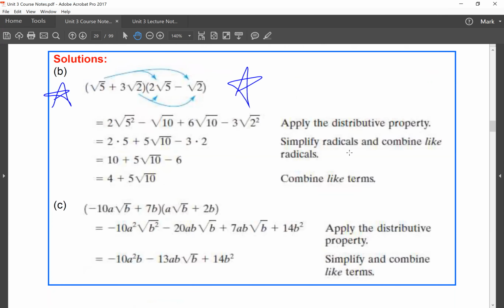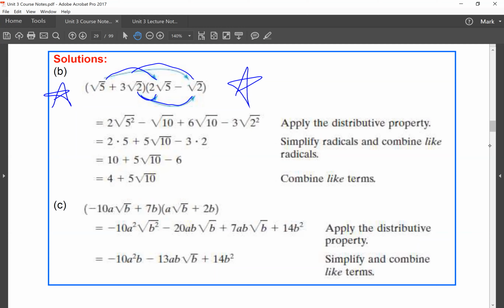Now, yesterday I put a star by example B because this isn't necessarily the example I was talking about, but we're going to look at multiplying things like this today. This is the double distributive property, meaning we're going to apply this twice. So I'm going to multiply the first term, root 5, by this guy and this guy. And then I'm going to multiply the 3 root 2 by this guy and this guy. So this is the distributive property twice. What this typically does is it creates 4 terms. And then we simplify radicals and combine any like radicals.